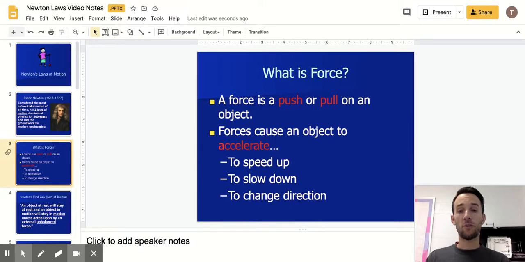So the first and most important thing is defining force. A force is any push or pull on an object. And we know from previous units that forces cause an object to accelerate, right? Accelerate can be speeding up, slowing down, or changing direction.